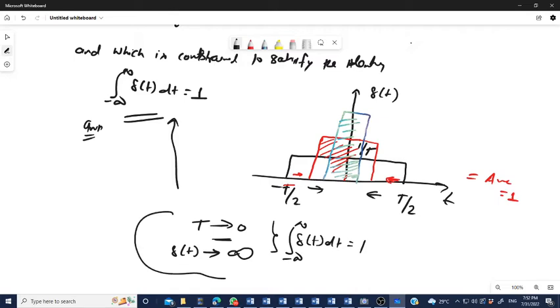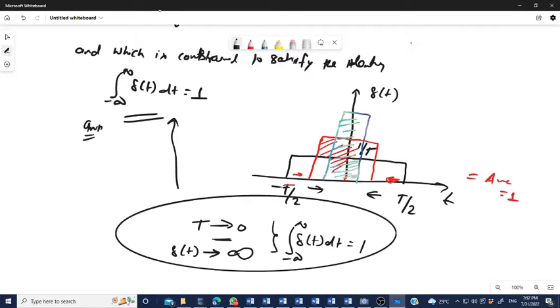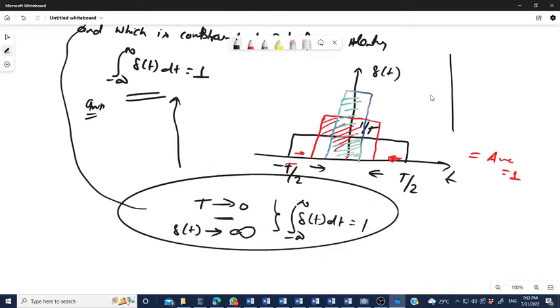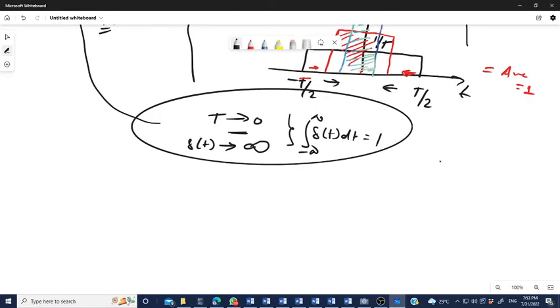This scenario is the distribution, and it is represented in this mathematical form: at t equal to 0, the value is infinite, and elsewhere it is 0. This concept is merely a heuristic characterization, or you can say an approximation.